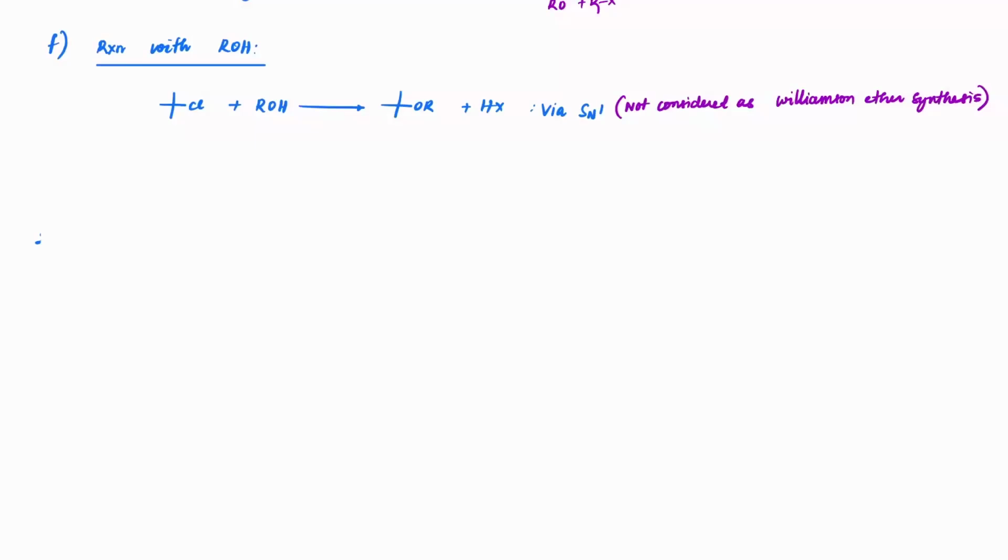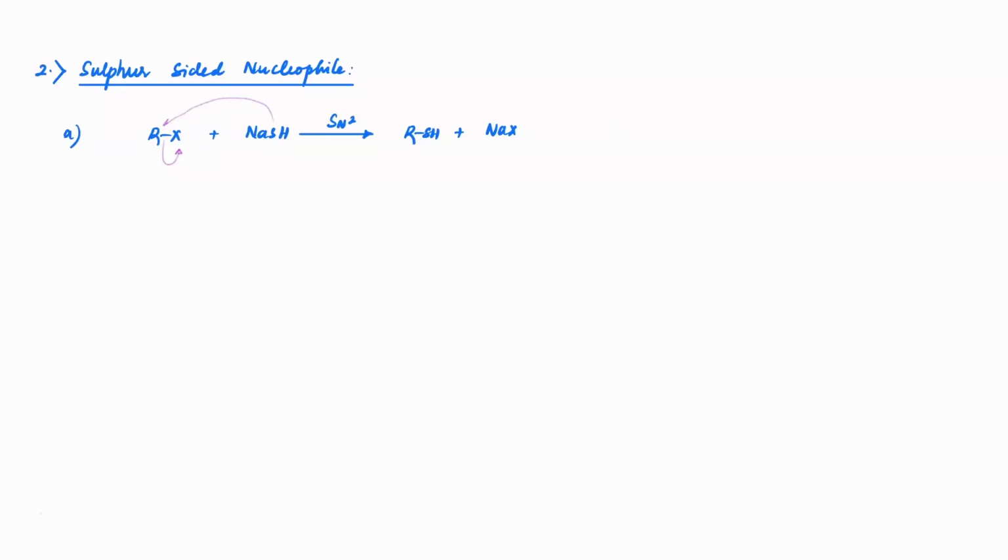Next, sulfur-based nucleophilic reactions. That means if sulfur is the nucleophilic end, what reactions take place? Check first. Alkyl halide plus NaSH by SN2 mechanism, you will get RSH and NaX. Simple. Here the attack of SH minus and removal of X happens simultaneously. Therefore, it is an SN2 mechanism. Got it?